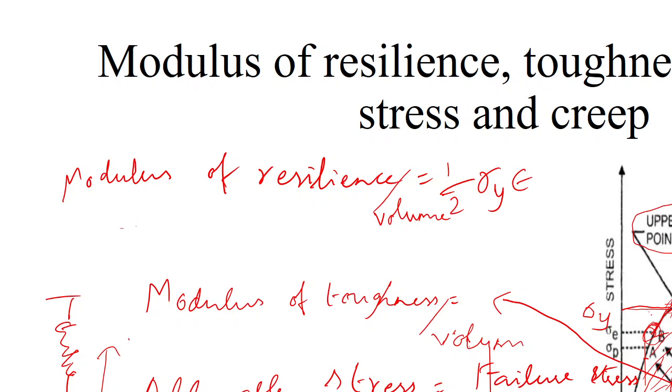And this failure stress for ductile materials, can you guess what it will be if you are designing a structural member? I think it will be yield stress divided by factor of safety. Yeah, it should be less than that. For ductile materials, it will be yield stress divided by factor of safety.